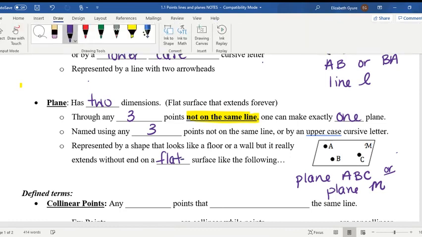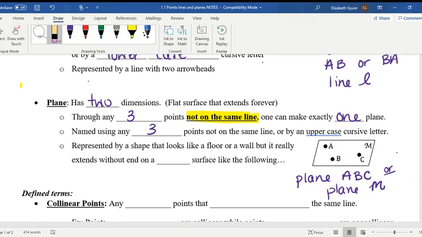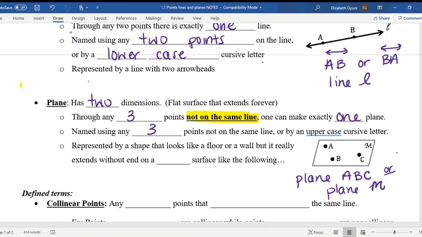Oh, I almost forgot how to spell flat. Guys, you're going to notice that I am not the world's best speller or writer, but that's okay.